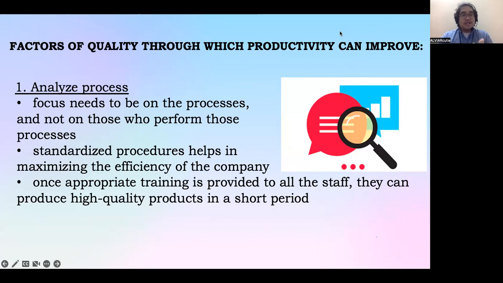Here, the focus needs to be on the process and not on those who perform those processes. Standardized procedures help in maximizing the efficiency of the company. And next, once appropriate training is provided to all the staff, they can produce high quality products in a short period. So sabi dito, sa analyze process, pag-aaralan natin yung process, pero hindi yung gumagawa ng process, hindi yung tao, hindi yung logistic or whatever. Kailangan natin yung halimbawa, yung theory, yung scientific study natin dito sa analyze process. So yun yung sinasabi nilang pag-aaralan, analyze process.